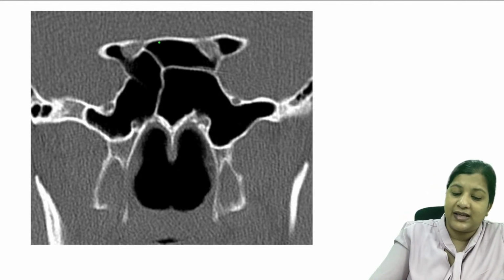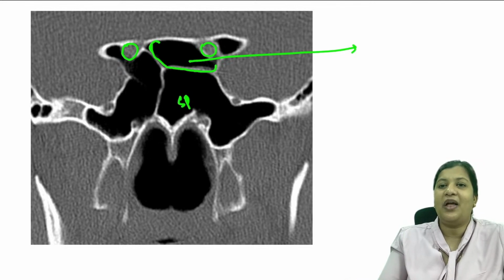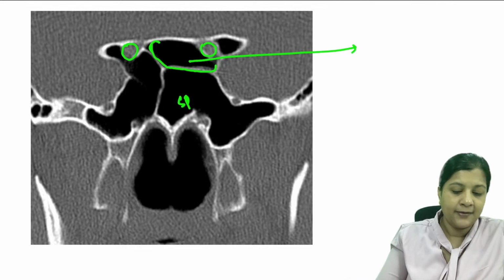Now what is this cell? This is your sphenoid sinus, and there is extension of the cell posteriorly and laterally, and it can have the optic nerve within it. So what would you call this cell? What would this cell be labeled as? Anybody?